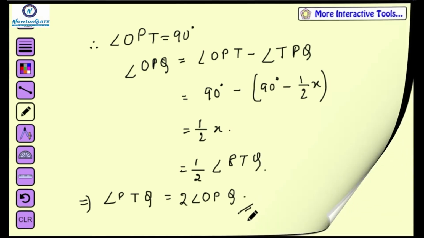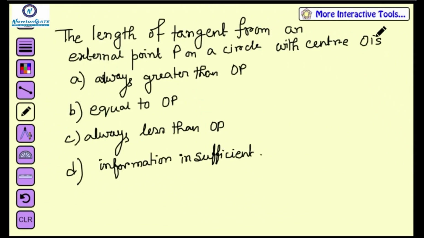Now we move to the next question. In this question, which option is correct? Here it is given: the length of the tangent from an external point P on a circle with center O is always greater than OP, equal to OP, always less than OP, or the information is insufficient. At first we draw the figure.